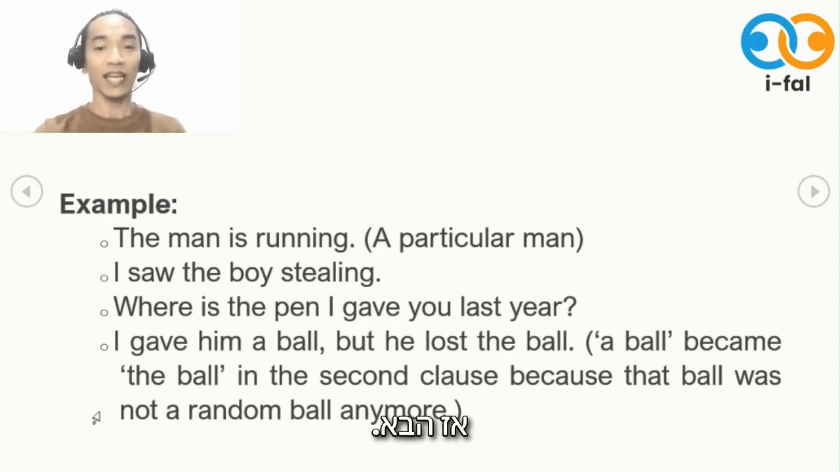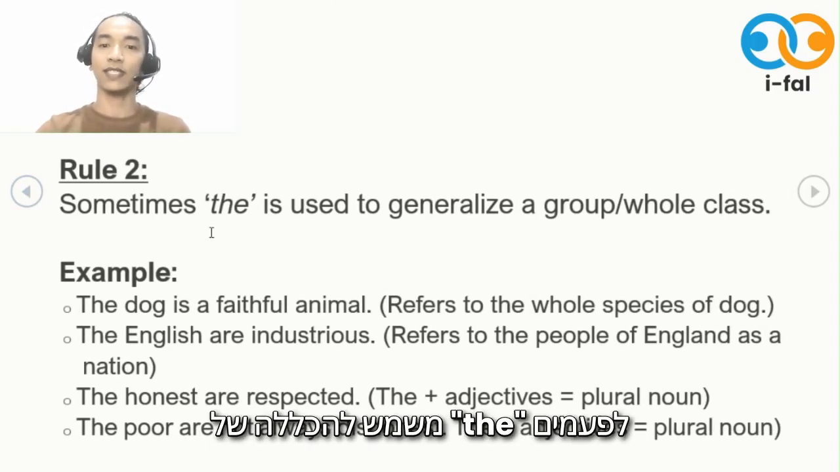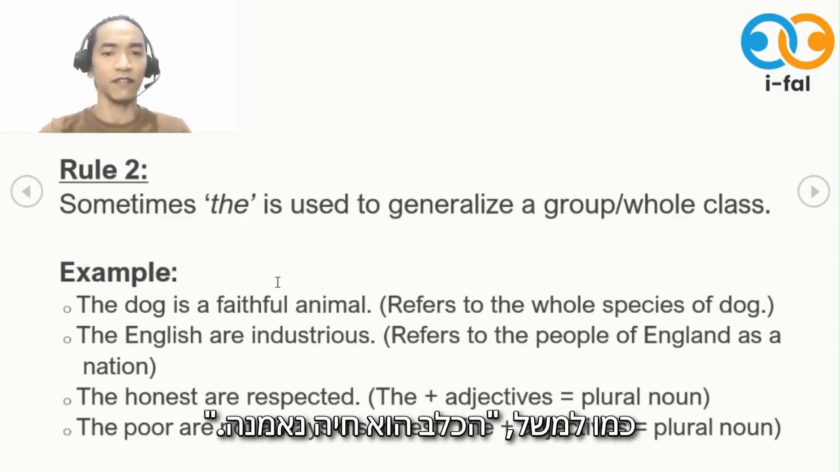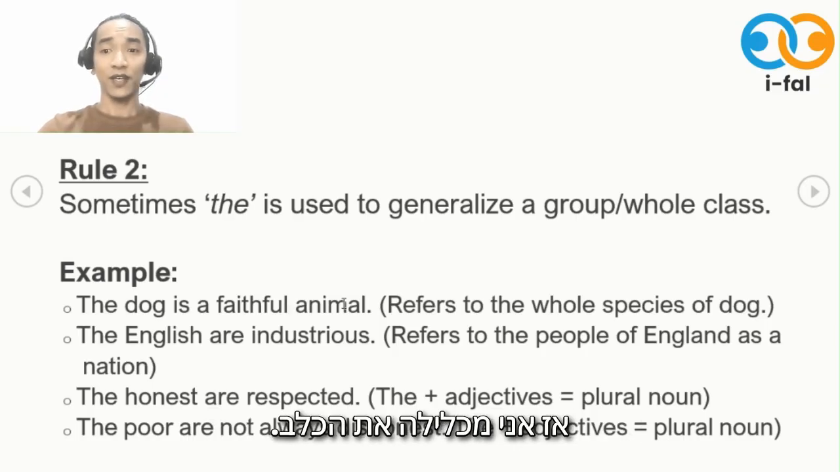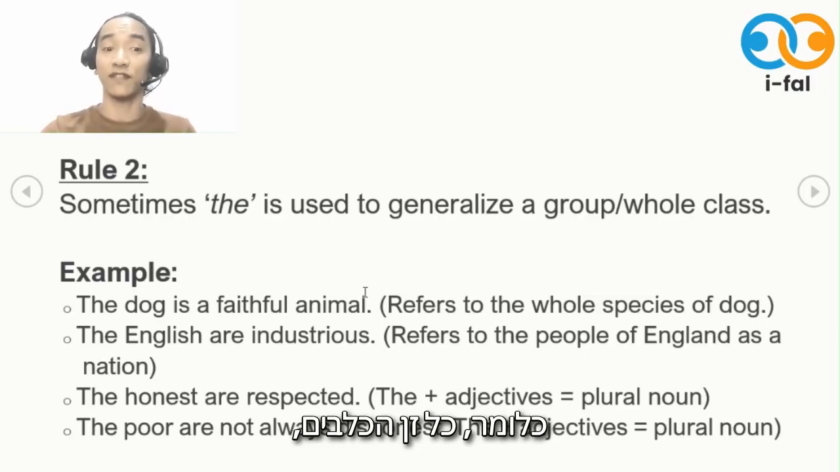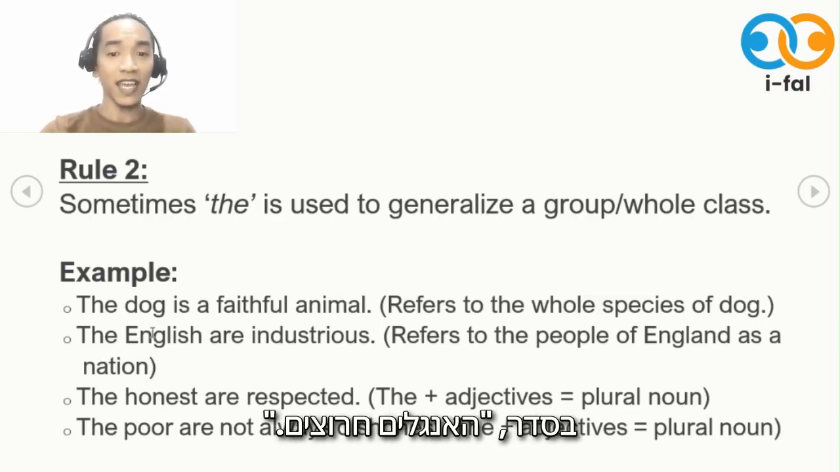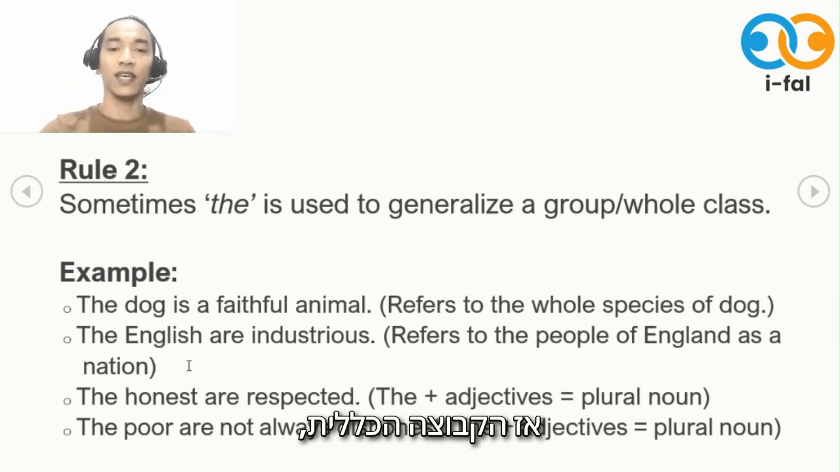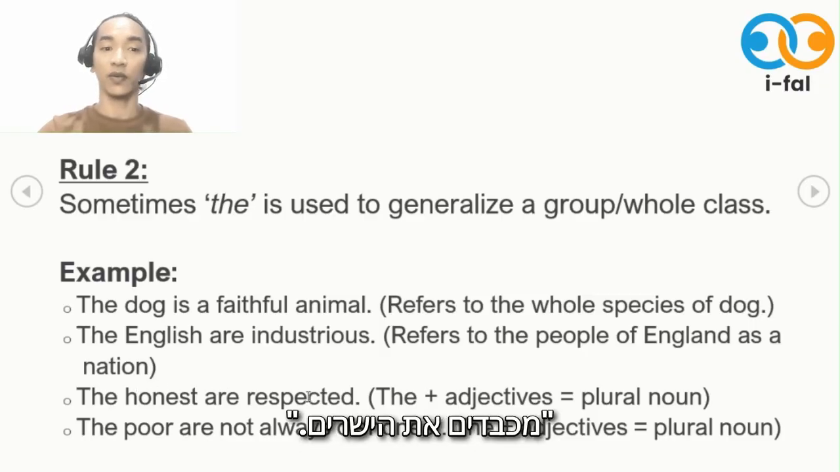So next one, rule number two. Sometimes the is used to generalize a group or a whole class. Okay, like for example, the dog is a faithful animal. So I am generalizing the dog. So the species of dog. Okay, the English are industrious. So here I am referring to the people of England. So the general group.